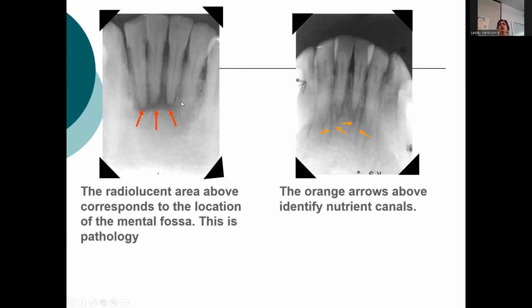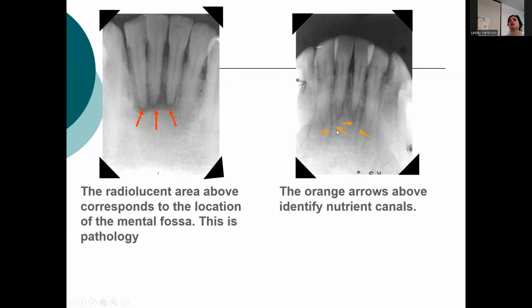So here's one where I'd be like, that looks like pathology to me. The radiolucent area above corresponds to the location of the mental fossa. This is pathology. There you go. This is not the mental fossa. So I guess this was set up on purpose to give you an idea of what pathology would look like. We do a whole talk on abscesses, and generally this very defined difference between bone and no bone is more indicative of pathology than the fossa. The fossa would be a little lighter, but not super light, or translucent, radiolucent.